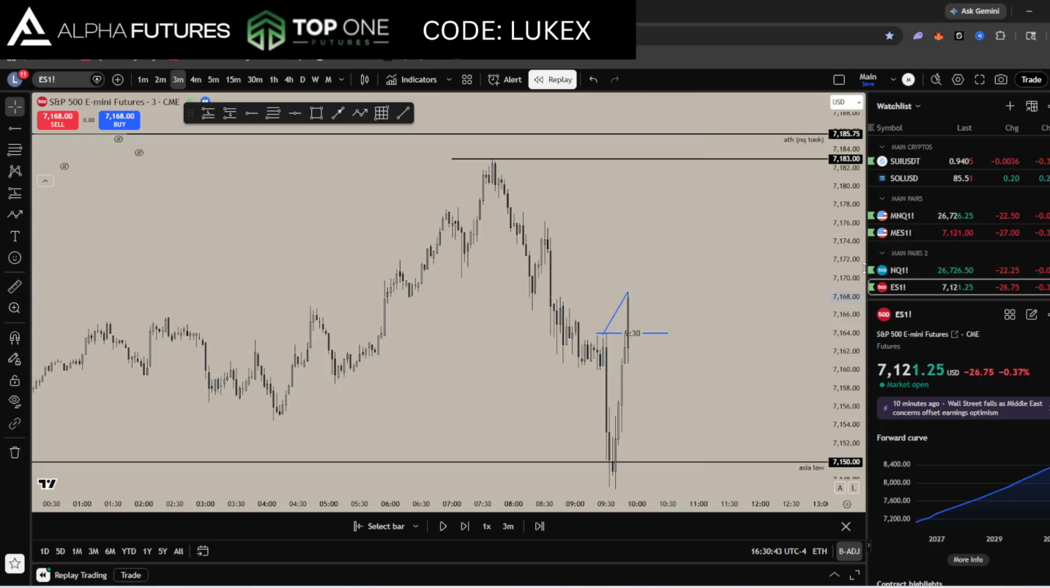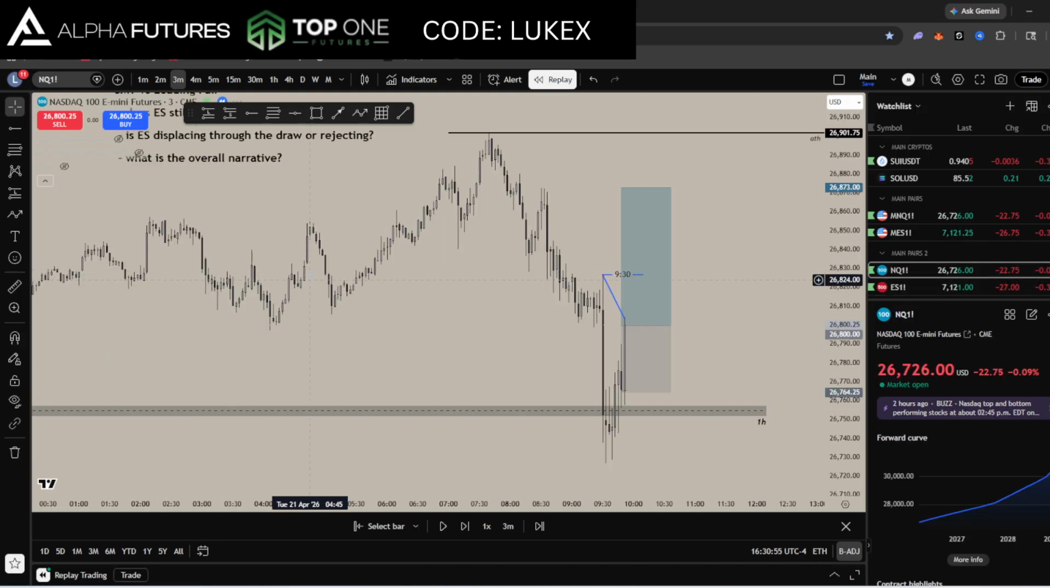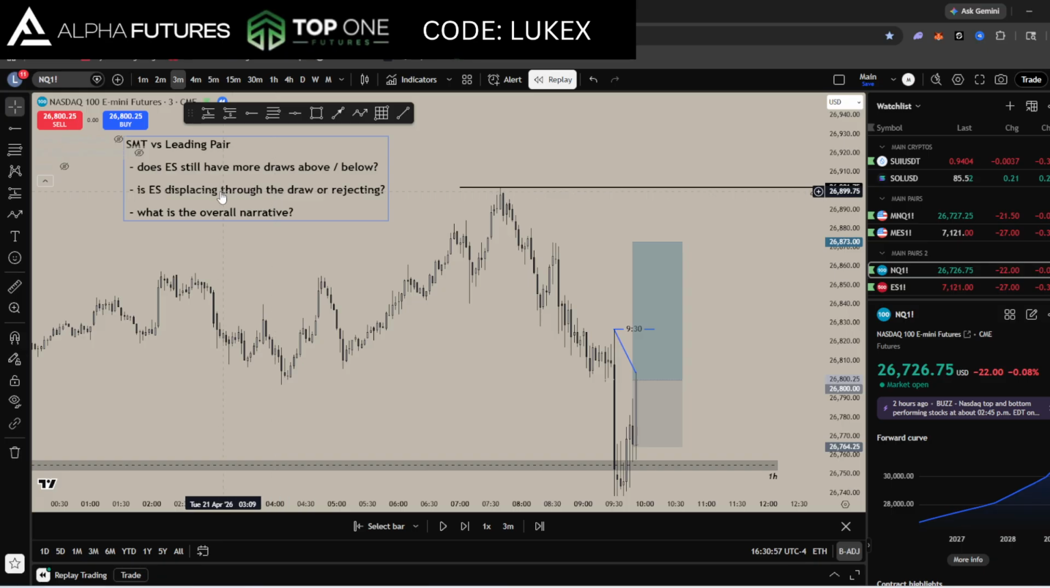It's going to pull NQ up higher with it. Why? Because NQ and ES are correlated assets. More often than not, they're doing pretty much the exact same thing. They move up together and they move down together at the same speed pretty much. So going back to this list, is ES displacing through the draw or rejecting it?